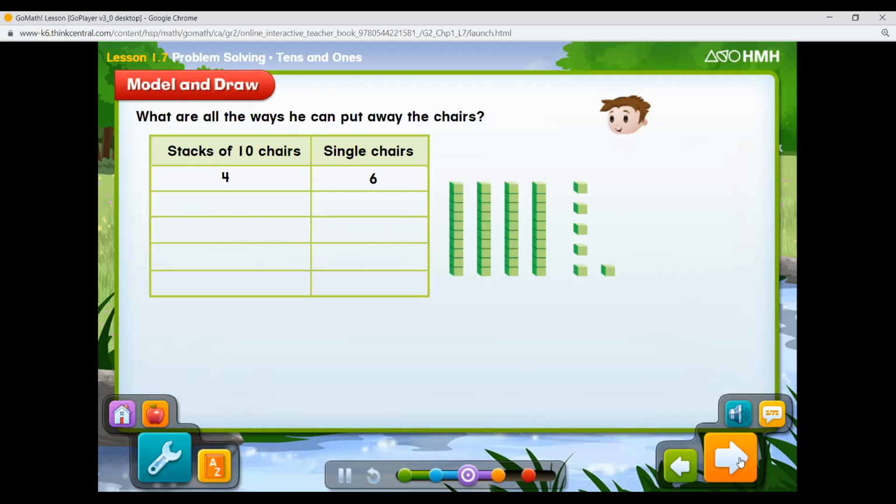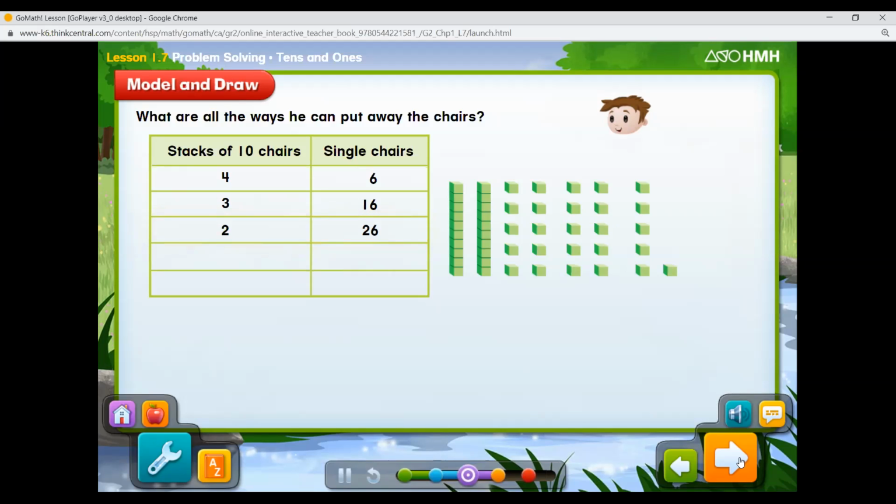4 stacks of 10 chairs and 6 single chairs. To find another way he can put away the chairs, you can trade a 10s block for 10 1s blocks. Record this in the table. 3 stacks of 10 chairs and 16 single chairs. Here's another way he can put away the chairs. You can trade a 10s block for 10 1s blocks again. Record this in the table. 2 stacks of 10 chairs and 26 single chairs.